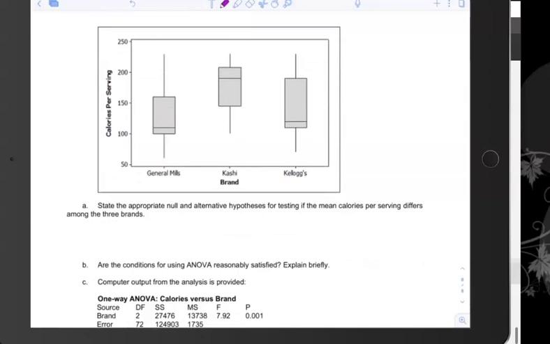So again, remember, if we only had 2 brands, we could use all of our strategies from section 6.4 and just test 2 means. But we've got more than 2 brands, so we need to use ANOVA. So here we could say mu1 equals mu2 equals mu3 is our null hypothesis, and our alternative would just be that the population means are not all equal.